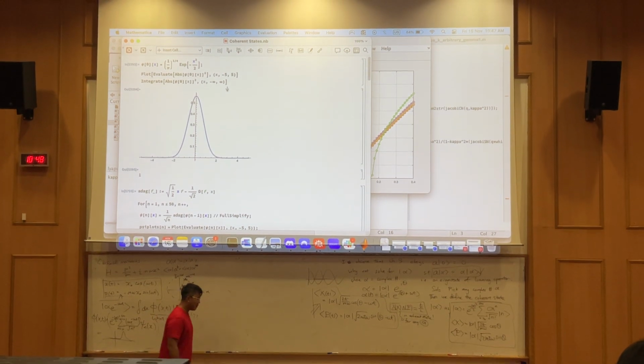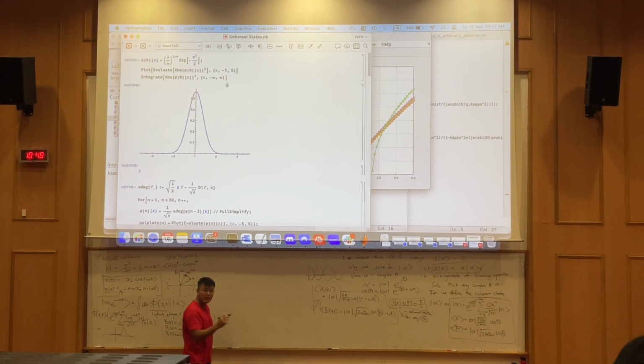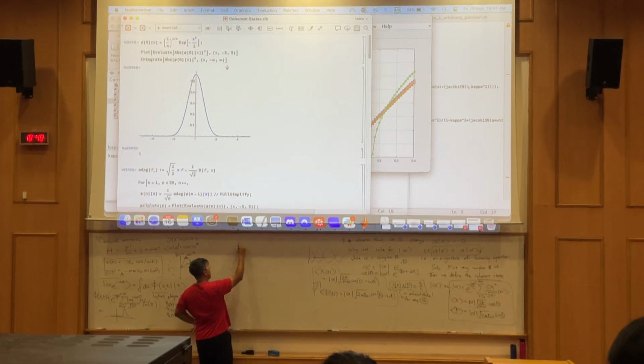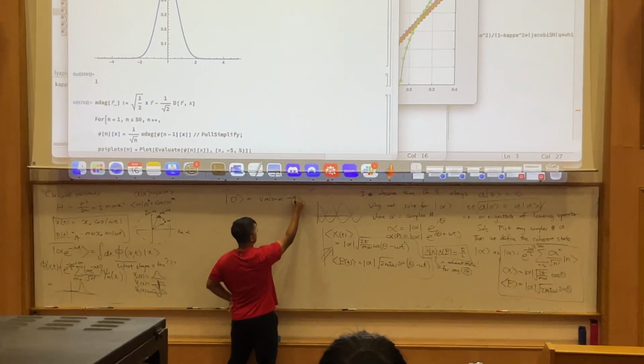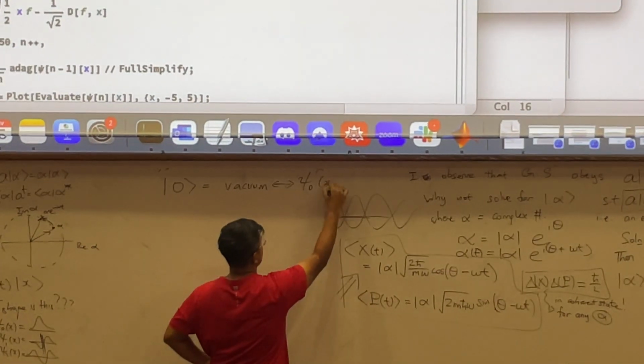Okay, so remember what we've learned. We say that we begin from the vacuum state, and that's given by the wave function psi 0.